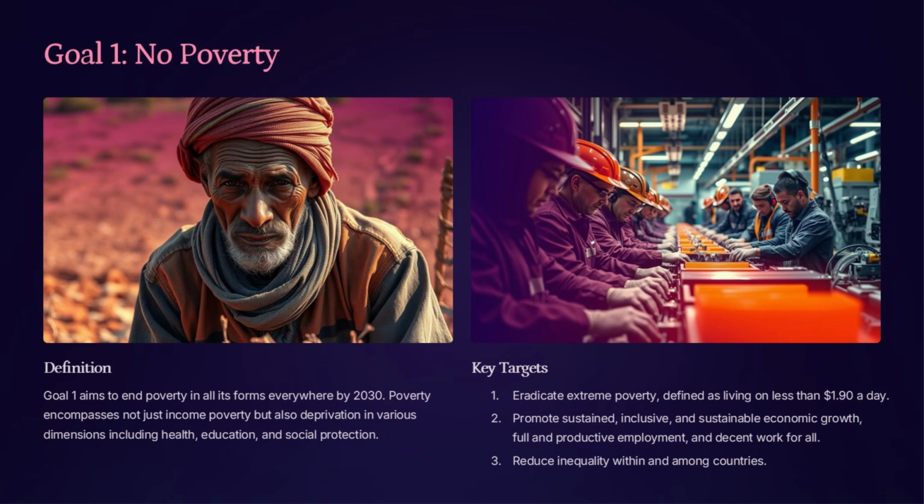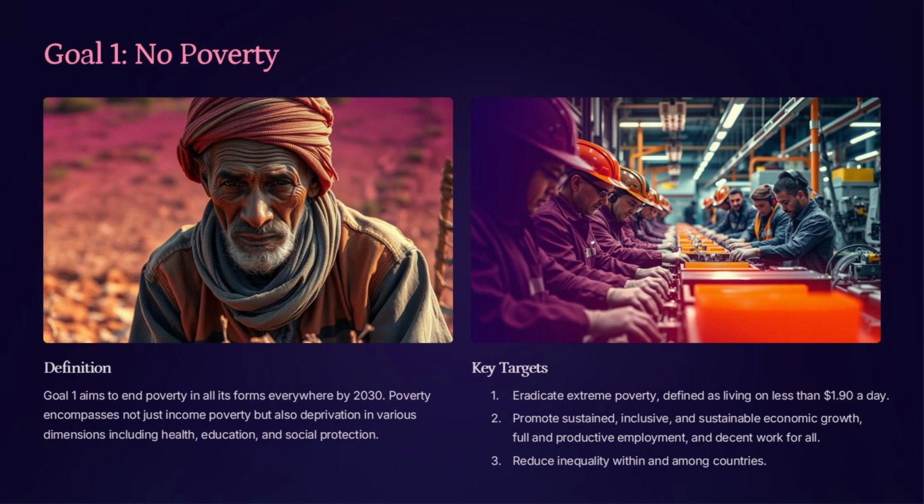The key targets for Goal 1 are: eradicate extreme poverty, defined as living on less than $1.90 a day. Promote inclusive and sustainable economic growth, full employment, and decent work for all. Reduce inequality within and among countries. Achieving these targets will require action on multiple fronts, from increasing access to basic services to creating more economic opportunities for all. This is a complex challenge, but one that is essential if we are to build a more just and equitable world.